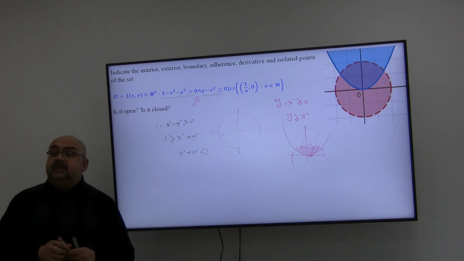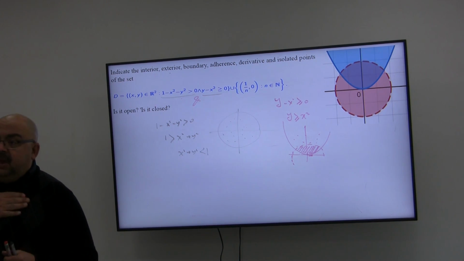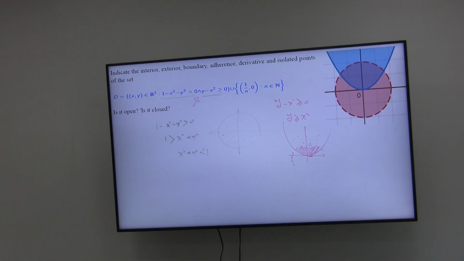This is how to get the region. So my region is part of a circle and part of the parabola inside, in addition to the points 0 and 1/3, 1/4, the set of points that exist.